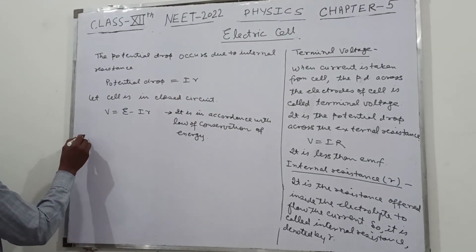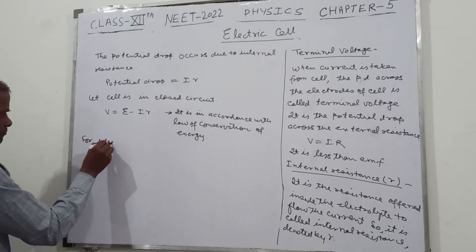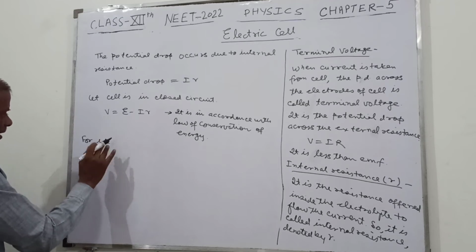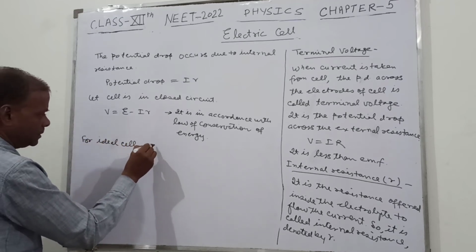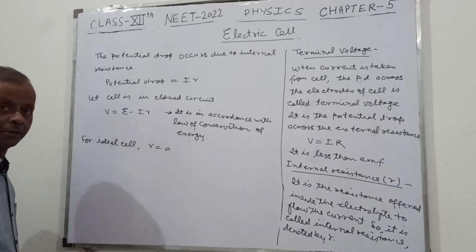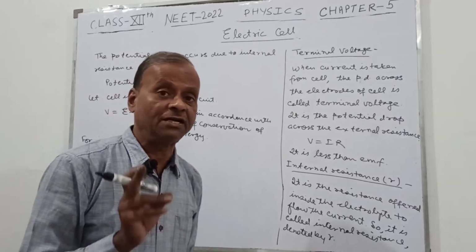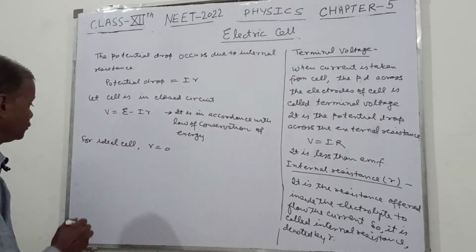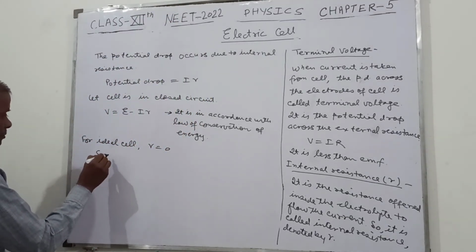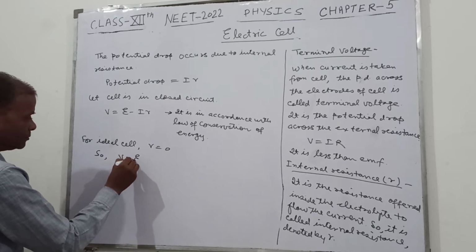For ideal cell, r equal to 0. तो हम आइडियल सेल उसे कहते हैं जिसका इंटरनल रेजिस्टेंस 0 होता है, r equal to 0. So V is equal to E.